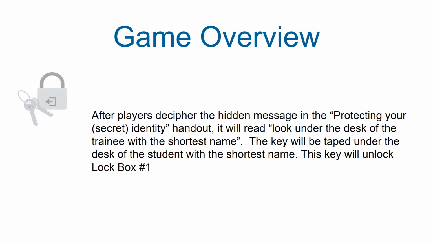So now to gameplay. The first lock students need to crack open is a keyed lock. After players decipher the hidden message in the Protecting Your Secret Identity handout, it'll read, "Look under the desk of the trainee with the shortest name." This will lead them to that player's desk, under which you've taped a key so students can find that key and unlock lockbox number 1.